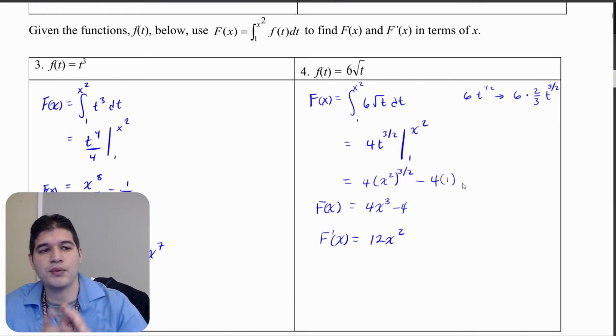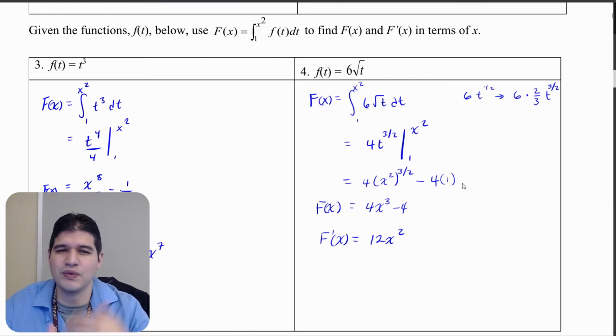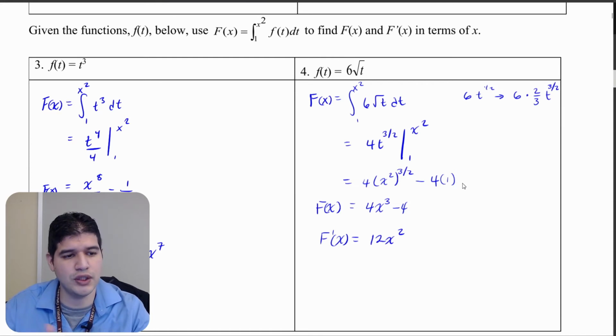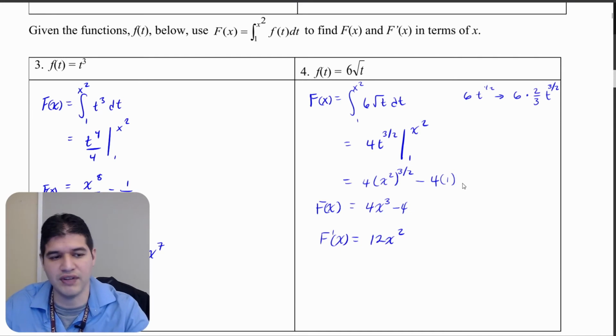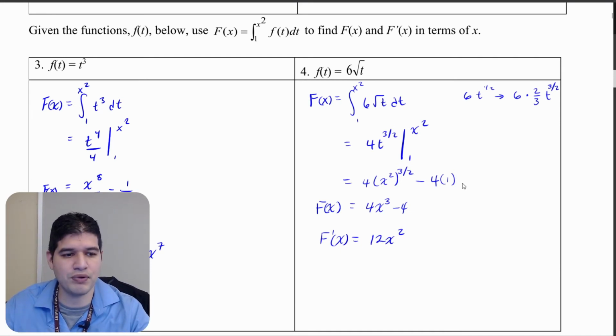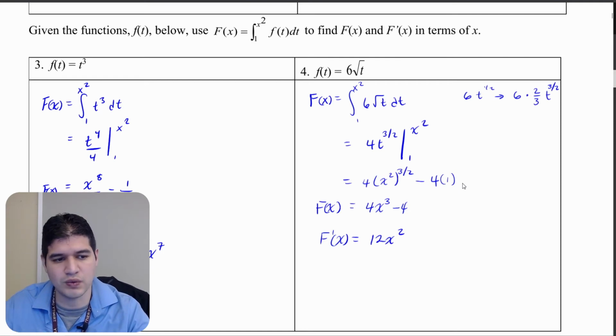And then for the problem on the right, the exact same thing. There was some simplification, of course, because I didn't want to mess up the square root. But x squared to the 3/2, of course, you're going to multiply those, so you get x cubed. 4 times x cubed minus 4, and that's going to be our function F of x. Then the derivative of that, bring the 3 down, multiply it, you get 12, subtract 1, 12x squared.